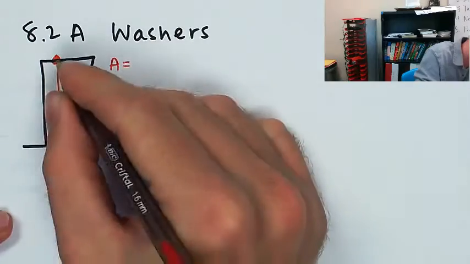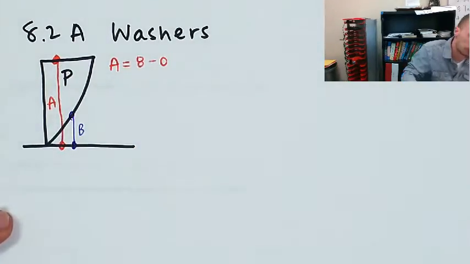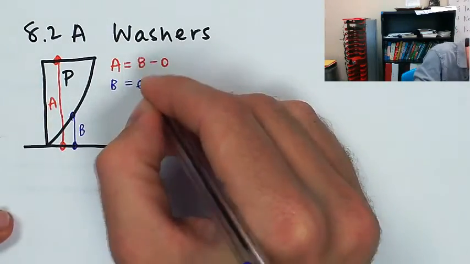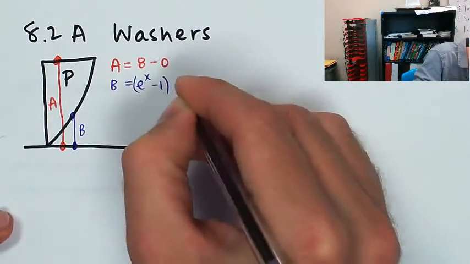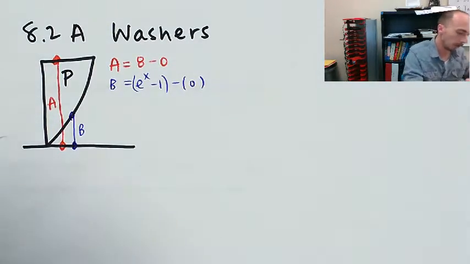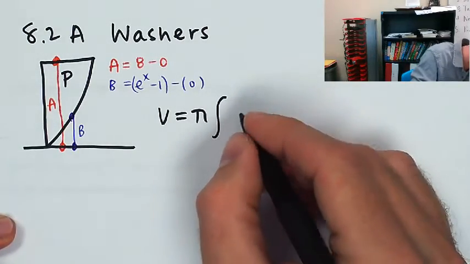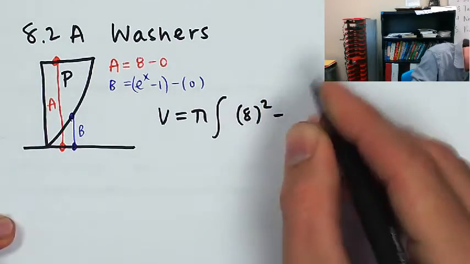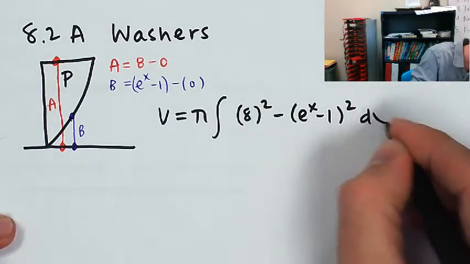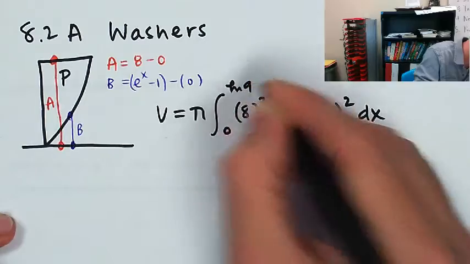So A is top minus bottom. y equals 8 minus the x-axis, y equals 0. And then B is top minus bottom. y equals e to the x minus 1 minus y equals 0. Okay? And then we know that volume is equal to pi times the integral of the large radius squared minus the small radius squared. Yep, still visible. And this is going to be x still running from 0 to the natural log of 9.